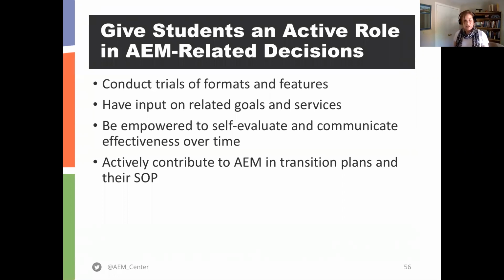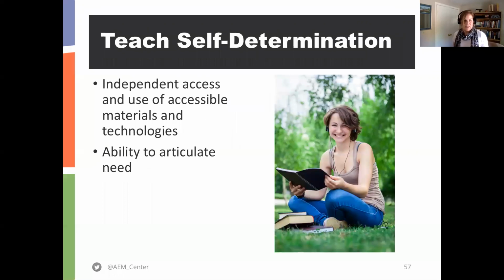They need to be able to do that in K-12 with support, because when they get into higher ed, they're going to need to do that independently. And of course, actively contribute to their transition plans.